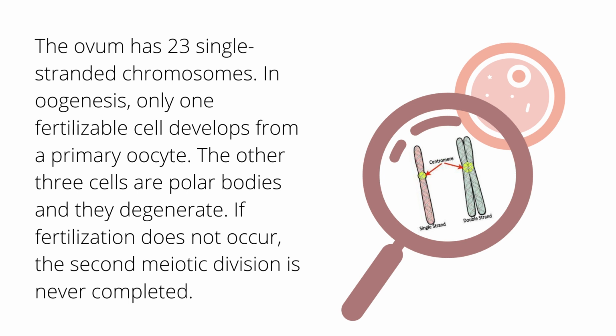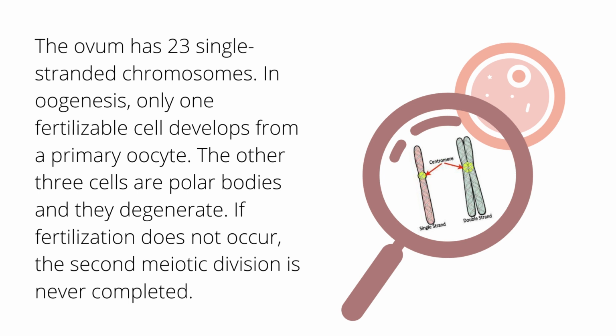Again, this is an equal division with all of the cytoplasm going to the ovum, which has 23 single-stranded chromosomes. The smaller cell from this division is a second polar body, and the first polar body also usually divides in meiosis 1 to produce two even smaller polar bodies. If fertilization does not occur because there is no intercourse, the second meiotic division is never completed and the secondary oocyte degenerates.